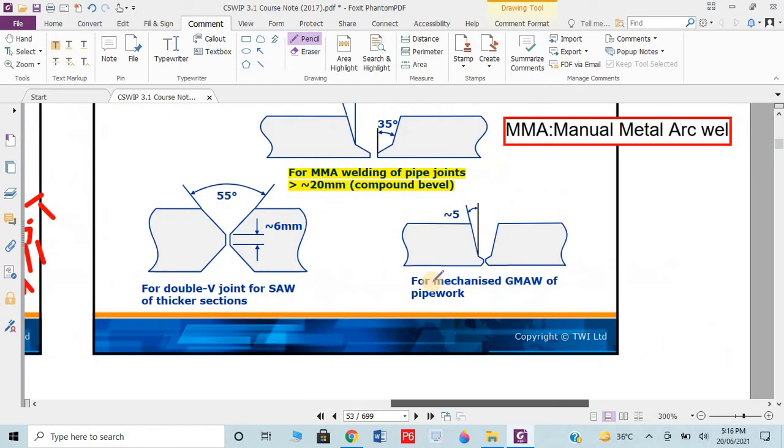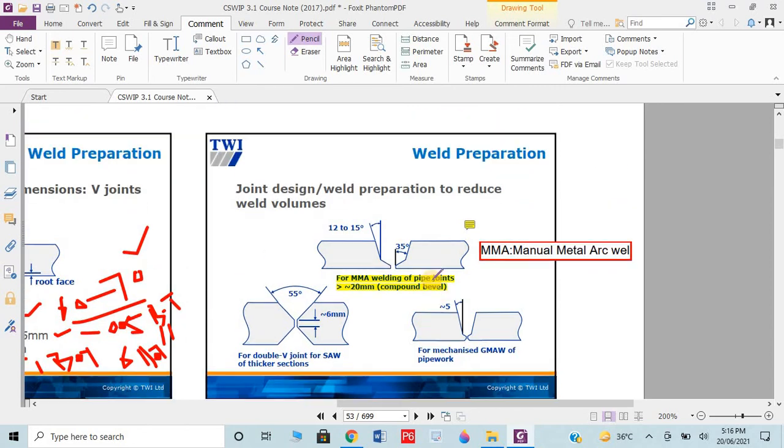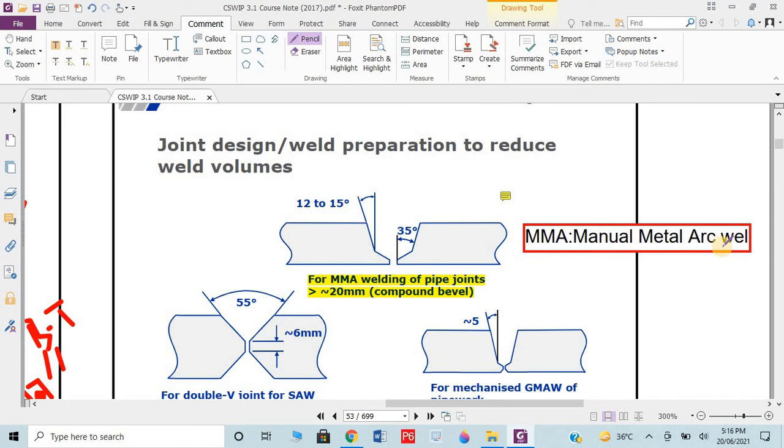let's discuss the J joint. J design for MMA, manual metal arc welding. This is also known as SMAW. In chapter 13, I believe, or 11, we will discuss this. SMAW, GTAW, GMAW, SAW. These are the abbreviations: submerged arc welding, manual metal arc welding, GTAW, gas tungsten arc welding, etc. We will discuss briefly in that chapter.